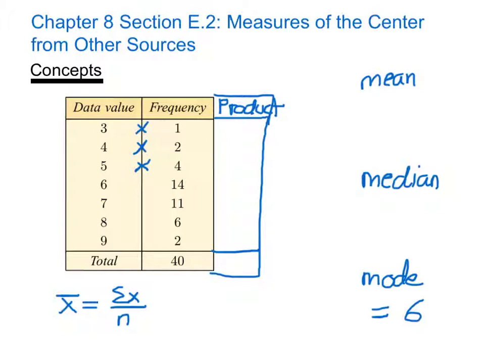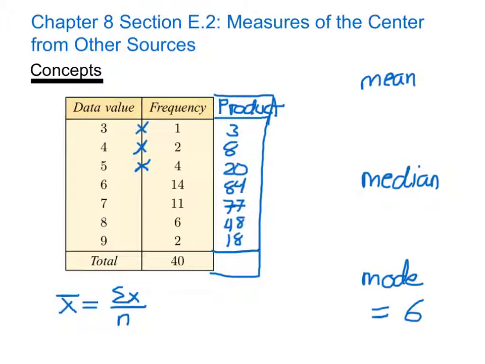So in the first row, I have 3 times 1. The data value 3 occurs 1 time, so the product is 3. In the second row, I have the data value 4, and I'm going to multiply that by 2 because it occurs twice, and I get 8. And here's the rest of the chart filled in.